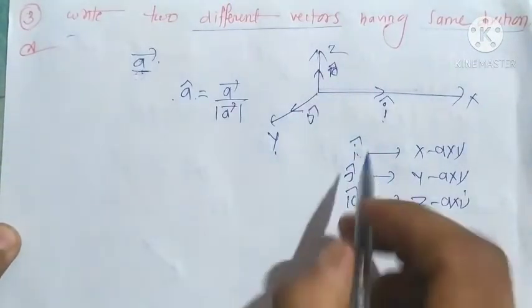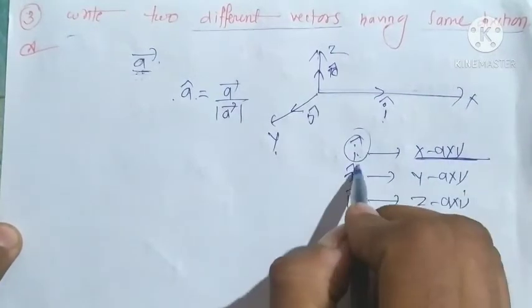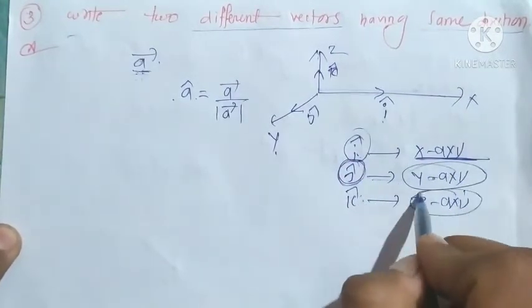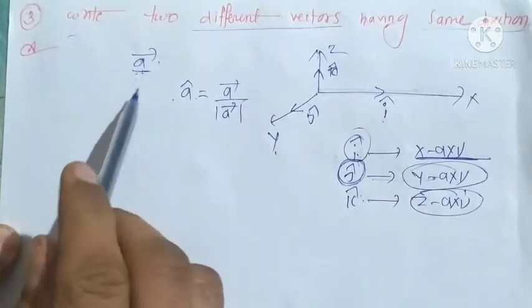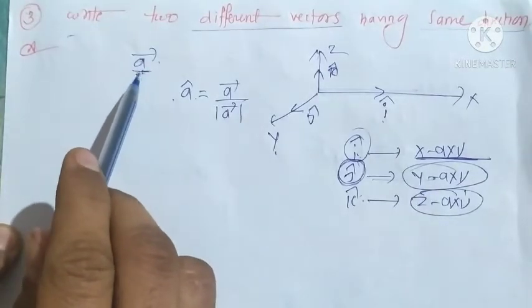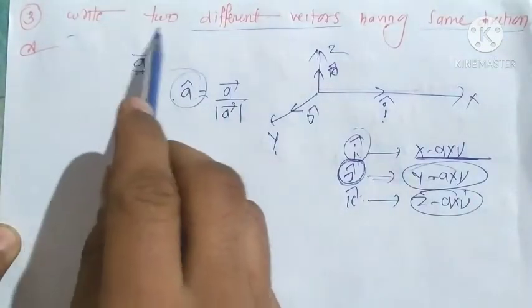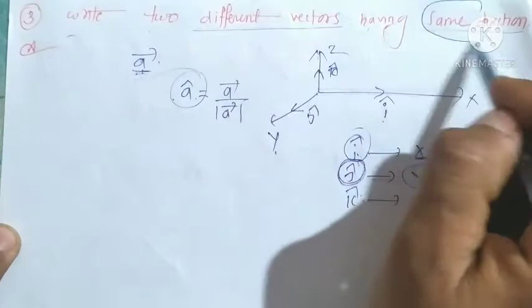So what does i represent? X-axis. J represents which direction? Y direction. K represents which direction? Z direction. Similarly, if we have to find the direction of a vector, how do we find it? We firstly find the unit vector of that vector. So here, write two different vectors having the same directions.